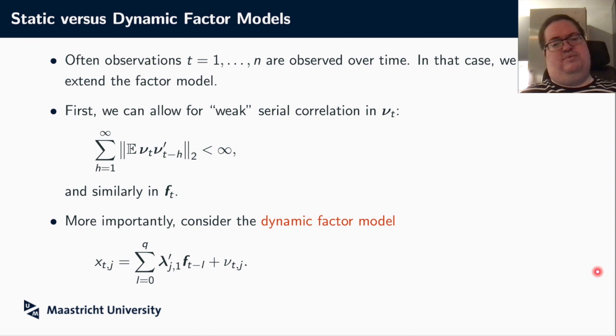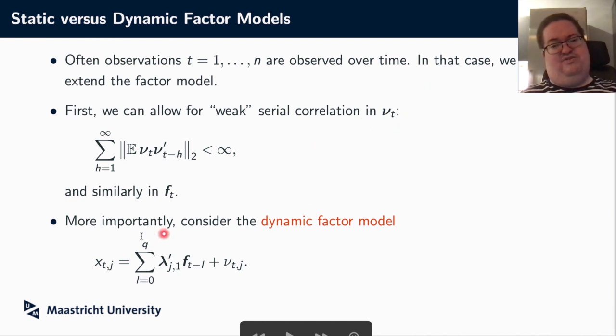Now, another extension that we can make of factor models is to get dynamic factor models. These are only relevant, of course, if you actually have observations over time. So far, everything we did was not explicit about observations over time. Now we do assume that t runs from 1 up to n as a time index. Well, what can you do? Of course, you can allow for serial correlation, for instance in your factors or in your idiosyncratic error terms. Now, that is not so interesting.